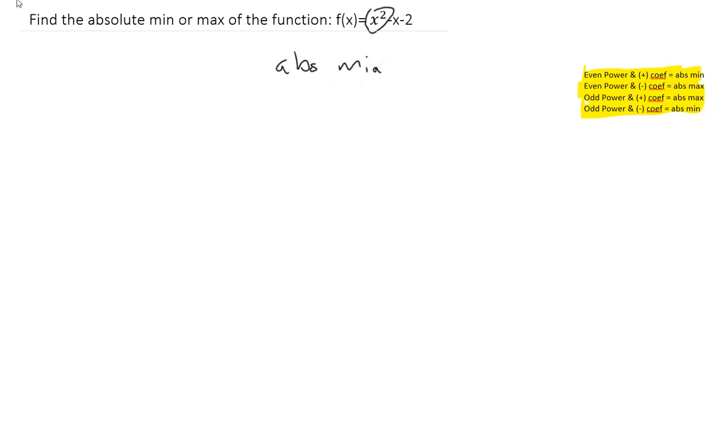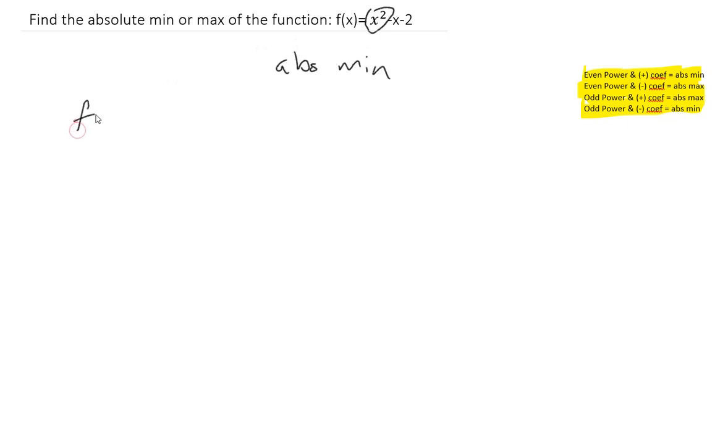Once you figure this out, it's actually the same technique as finding relative minimums and relative maximums. You take the derivative, set that to 0, find the critical points, and then the absolute min will take place at one of the critical points. But they can't all be absolute mins, only one of them. So the smallest value out of those will be your absolute minimum.